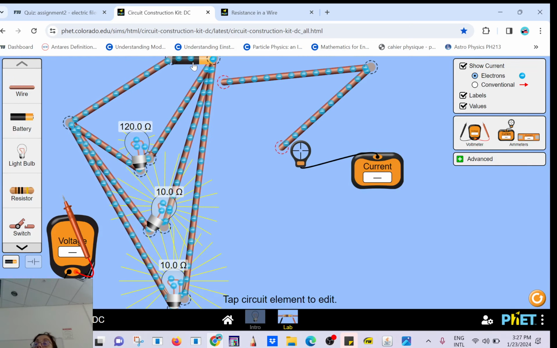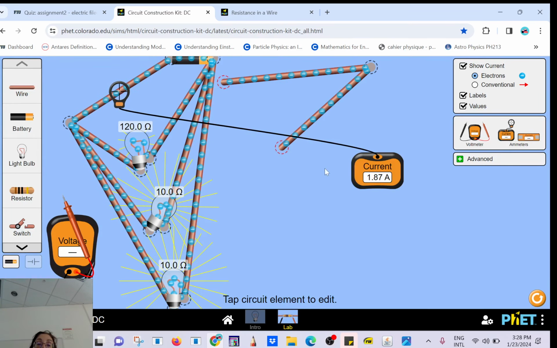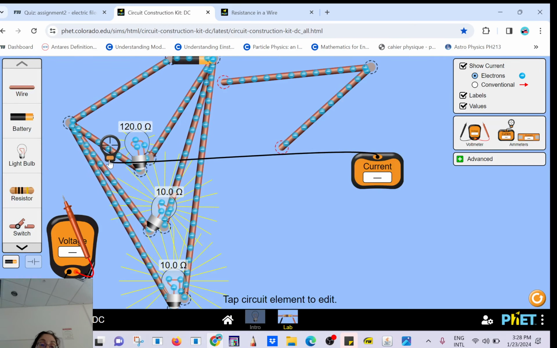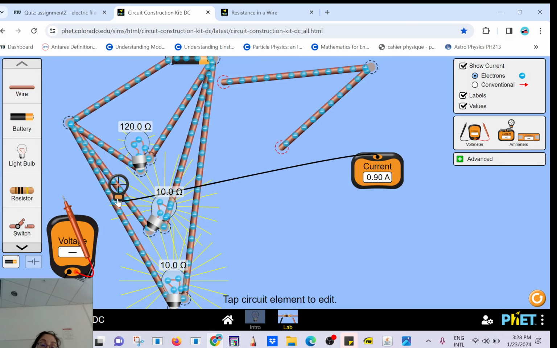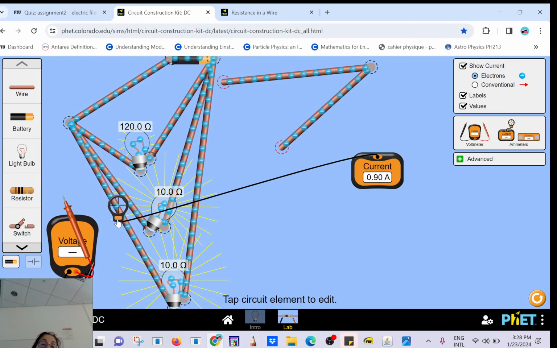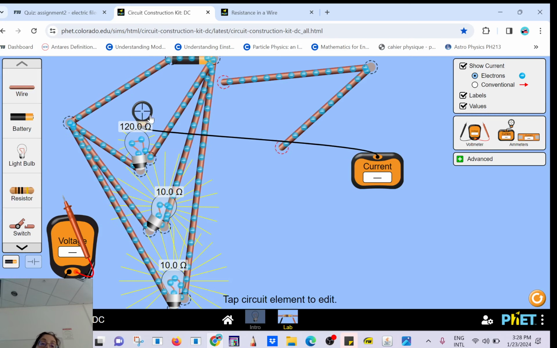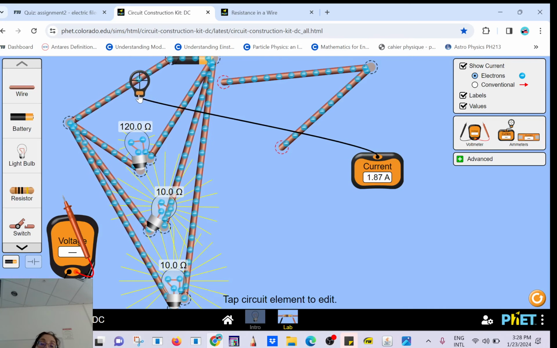So the voltage here is the same, but you are draining more what? Current, because you need to satisfy this one, and you need to satisfy that one, and you need to satisfy that one. So the current that you are draining from the battery is much, much more, 1.87. And how much do you drain here? 0.07. How much do you drain here? 0.9. How much do you drain here? 0.9. When you add all the current, you're going to get to this one.